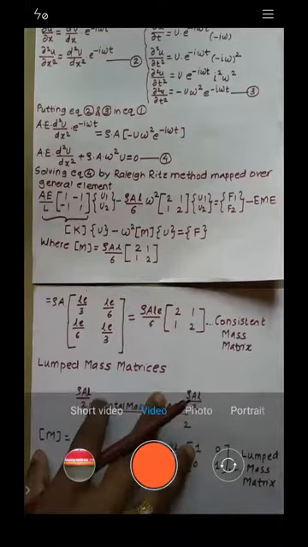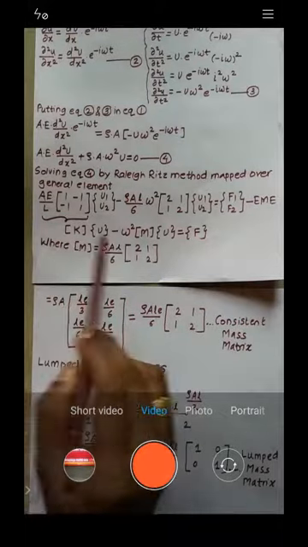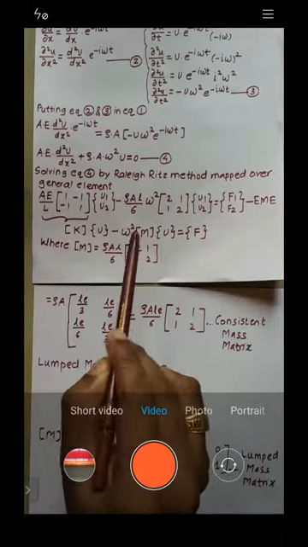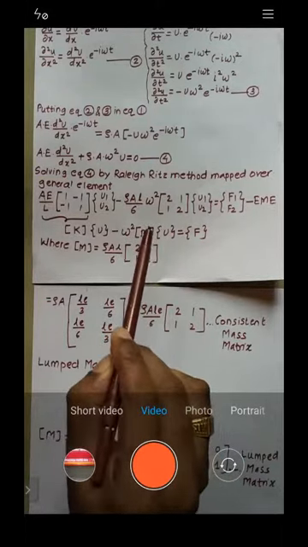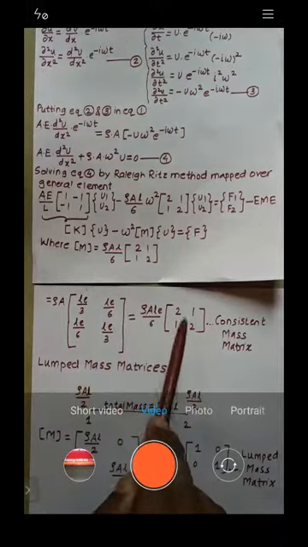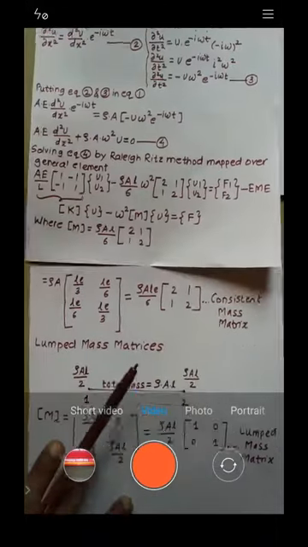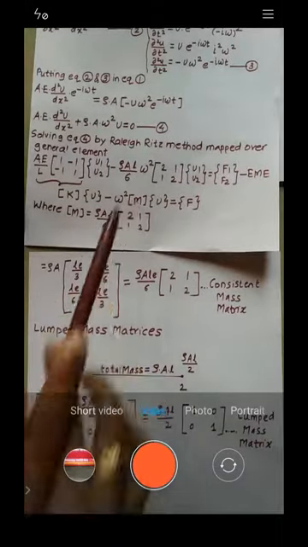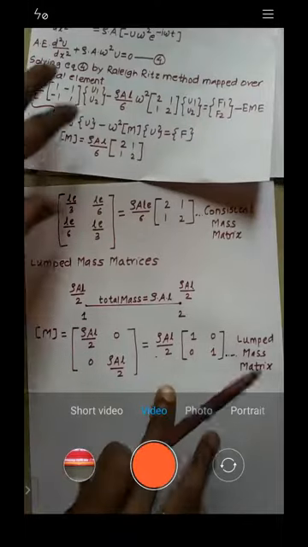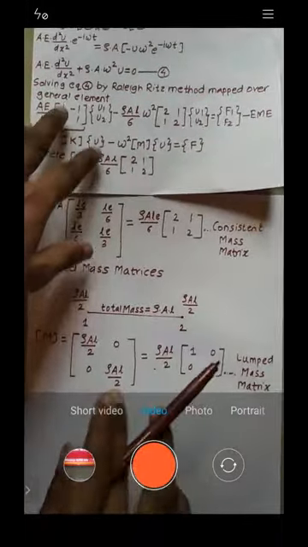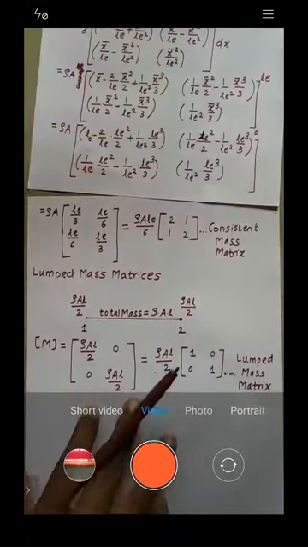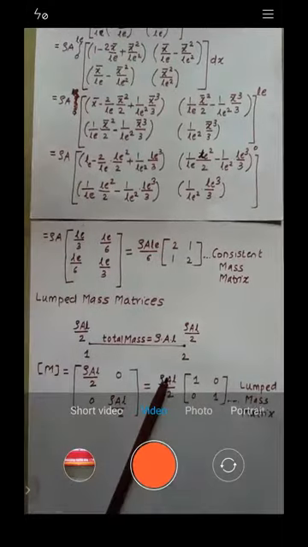So what changes in this equation is just the value of the mass matrix. If you consider the mass matrix as consistent, take this value rho L by 6 times 2, 1, 1, 2. If you assume the mass matrix as a lump mass matrix, then take this value rho L by 2 times 1, 0, 0, 1. Is it okay to each of you?